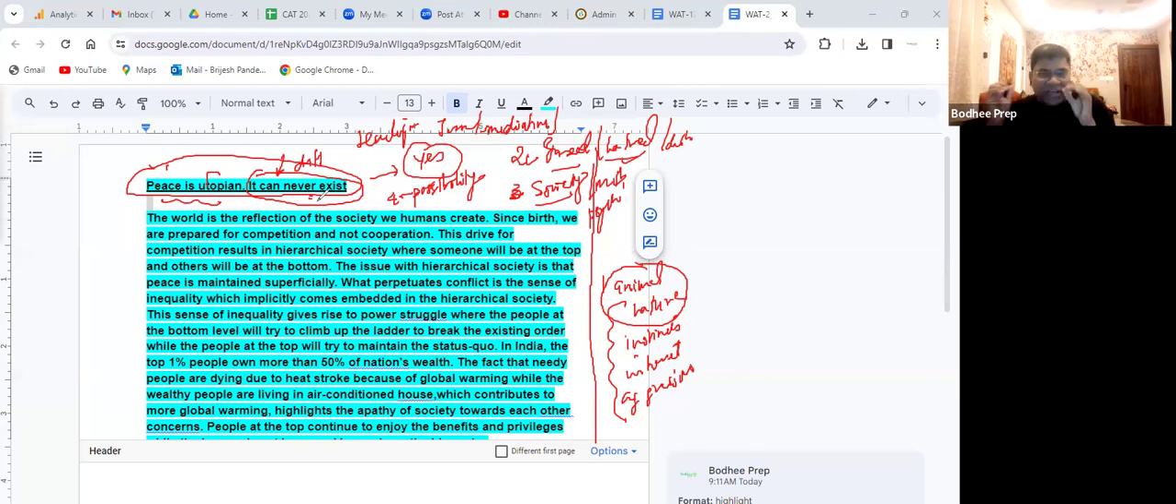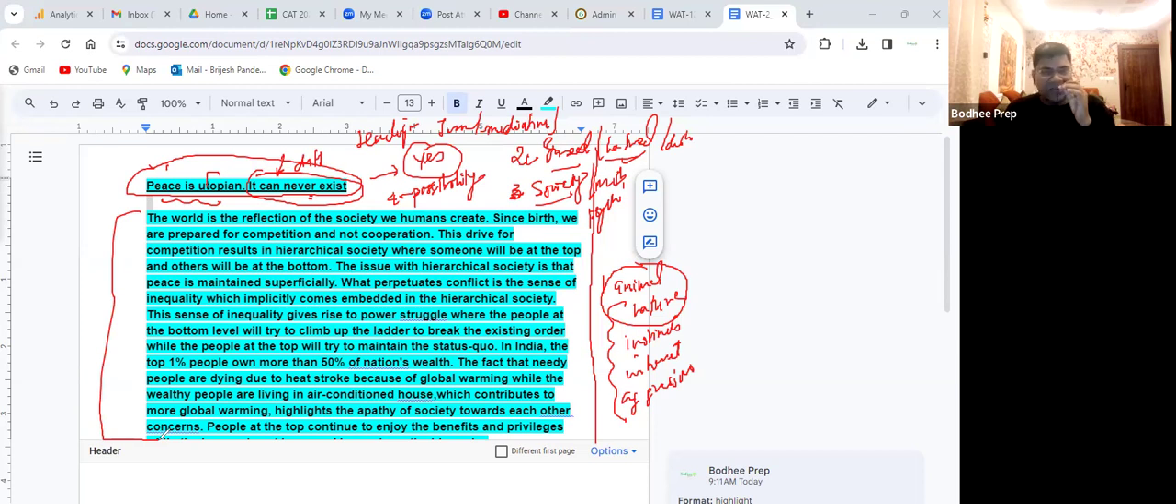So, stick to the topic. Now, I will tell you what is the problem in this essay. The author starts, he says, the world is the reflection of the society we humans create. Since birth, we are prepared for competition and not cooperation. This drive for competition results in a hierarchical society where someone will be at the top and others will be at the bottom. The issue with a hierarchical society is that peace is maintained superficially. What perpetuates conflict is the sense of inequality, which implicitly comes embedded in the hierarchical society.